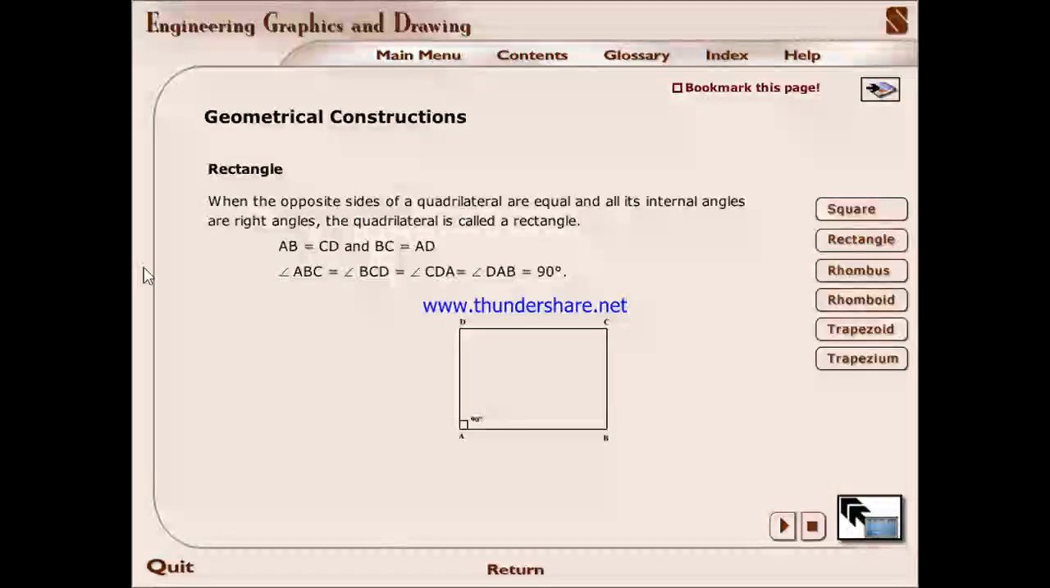Now next, rectangle. Rectangle: when the opposite sides of a quadrilateral are equal and all its internal angles are right angles, the quadrilateral is called rectangle. AB is equal to CD and BC is equal to AD. Therefore, angle ABC is equal to angle BCD is equal to angle CDA is equal to angle DAB is equal to 90 degrees.